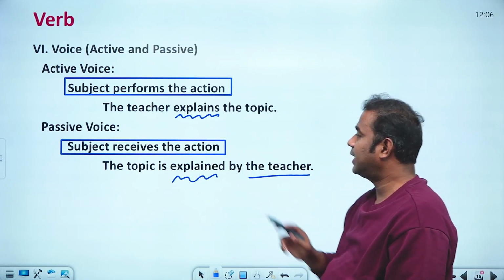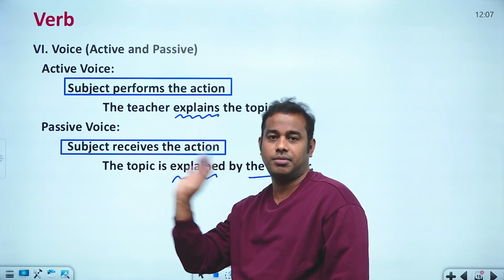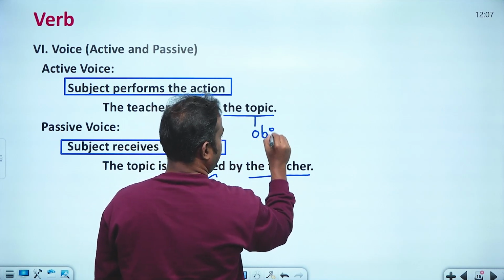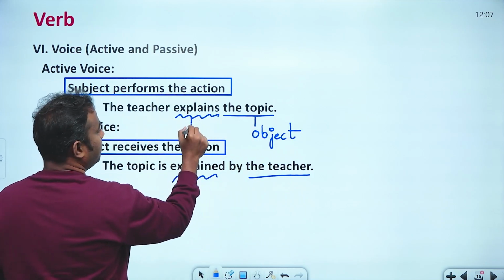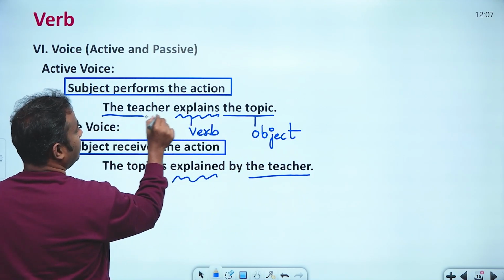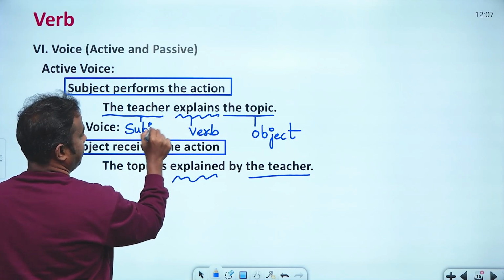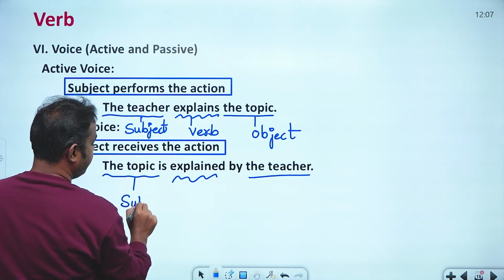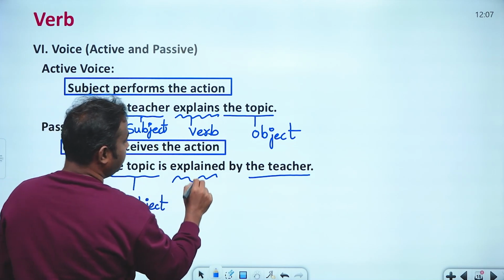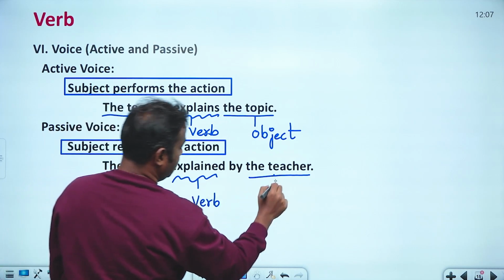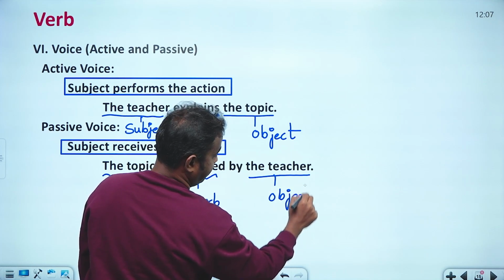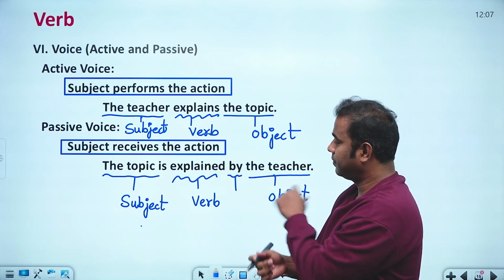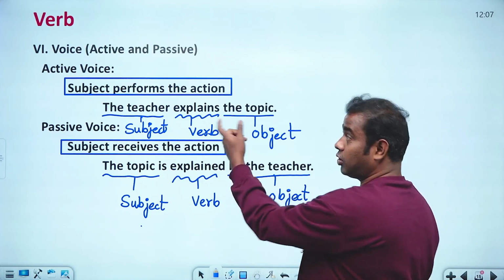Here, what happened? The subject became an object and the object became the subject. So, have a look here. This is the object, this is the verb, and the teacher is the subject. Now the topic is the subject, explained is the verb, and the teacher is going to be the object here. We have used by for the conversion of active voice into passive voice.